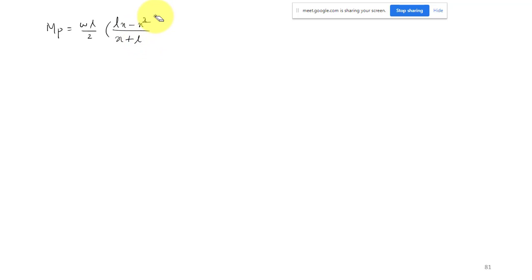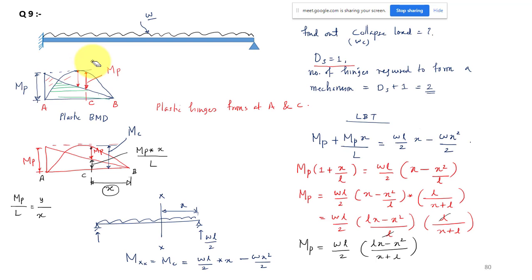Okay. So now we'll apply this condition, dou MB by dou x, it should be 0. So we'll take the derivative with respect to x and equate to 0. Okay, because we have to solve for x, and for that, at this section this moment should be maximum. It is MB actually here. So that is why we are taking the derivative. Right now we got the expression for MB in terms of x. So we are taking the derivative with respect to x, which you can equate to 0.